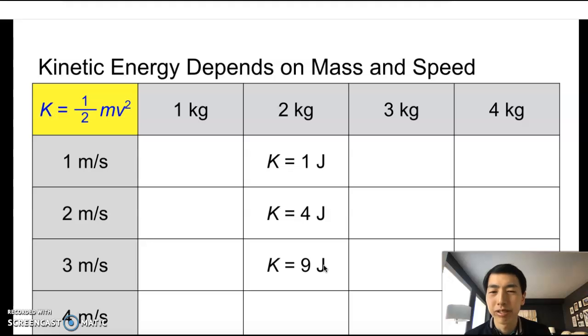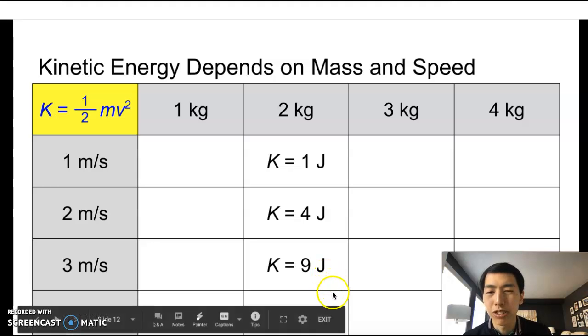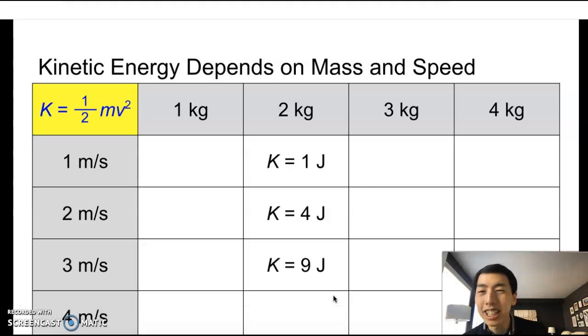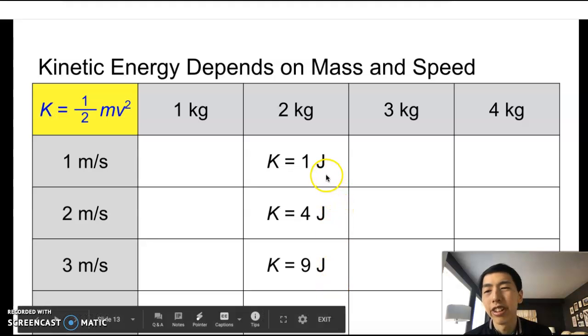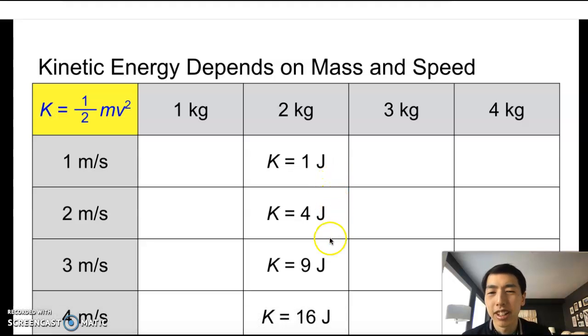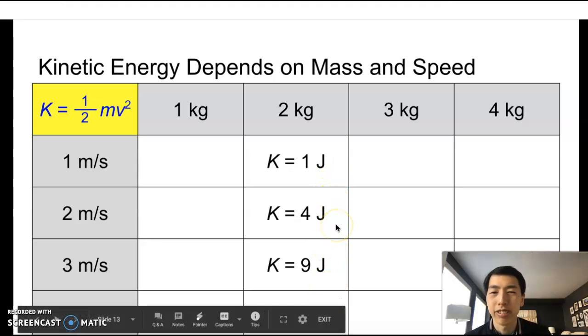And then the last one, which is 4 meters per second for the speed. That's 4 times the speed. 4 squared is 16. So it should be 16 times as much as the original answer. If you plug in all the numbers in the formula, you'll get 16. So that's what it means for the kinetic energy to be proportional to the square of the speed. The effect gets squared.